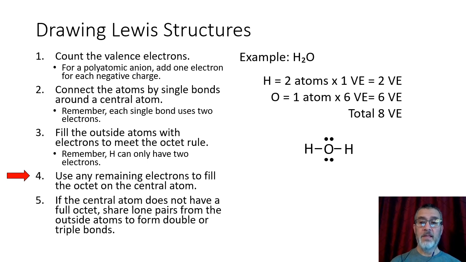The next step is if the central atom does not have a full octet, then we share lone pairs from the outside. I don't have to worry about that step in this case because I already have a full octet around the central atom.